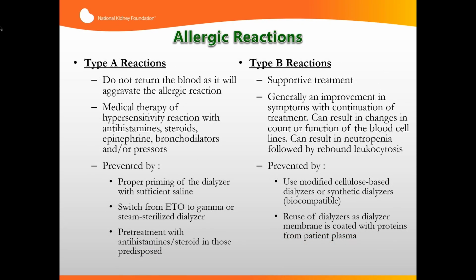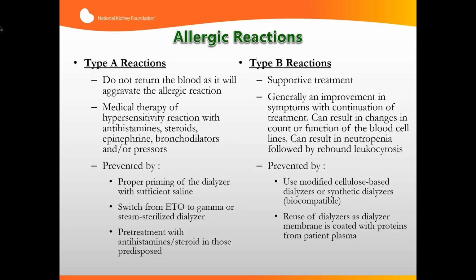So how do you treat it? Type A reactions, you do not return the blood because it's a very severe allergic reaction. You don't want to propagate the reaction. Type B typically is just supportive treatment. So if your patient's blood pressure drops, you can give them a bolus of fluid, you can give them some Benadryl, just symptomatic supportive treatment. Type A may require use of steroids, epinephrine, bronchodilators, depending on the severity of the reaction.